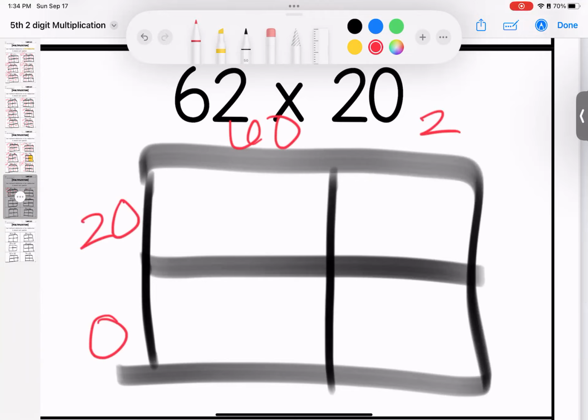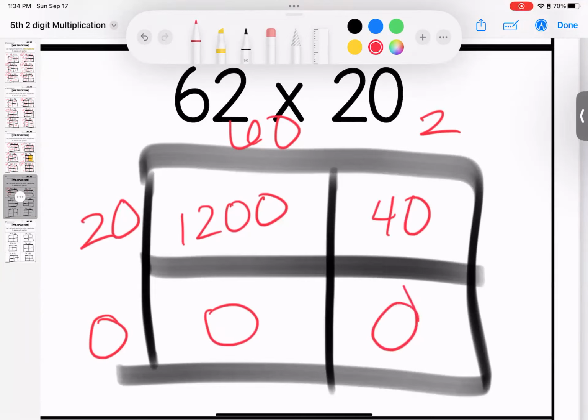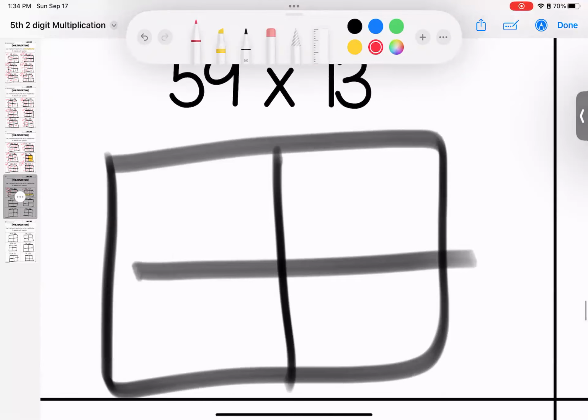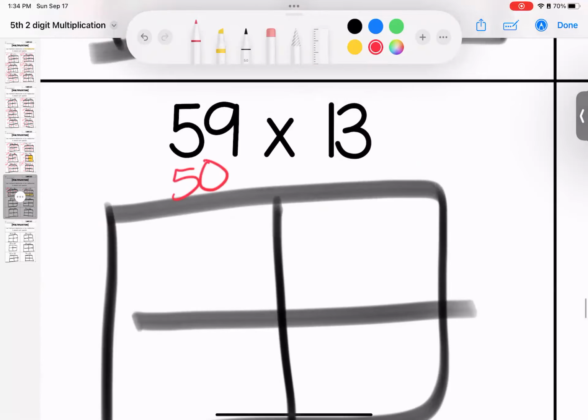This is similar to the last page where we could leave out that 0 row, but it does help us to keep it the same. 2 and 6 is 12 with zeros. 2 and 2 is 4, 1 0. 0 and 60, 0 and 2. So this row down here, we could have left out. It would not have changed our number. We would still get 1,240. Middle row, here we go, 50 and 9, 10 and 3.